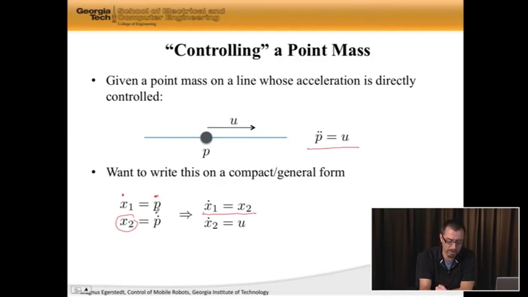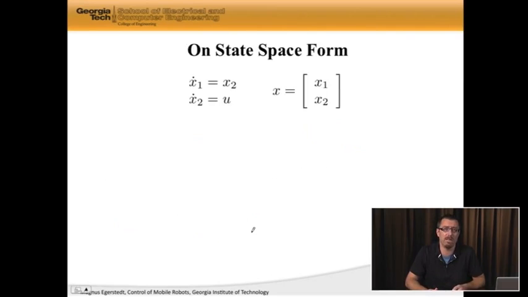x2 dot is p double dot, right? So x2 dot is p double dot, which we have up here, which is equal to u. So x2 dot is simply equal to u. So this is a slight reformulation that so far doesn't seem to bias anything. But what we can do is we can actually put now the system on what's called state space form. And the state of the system is going to be our x's.